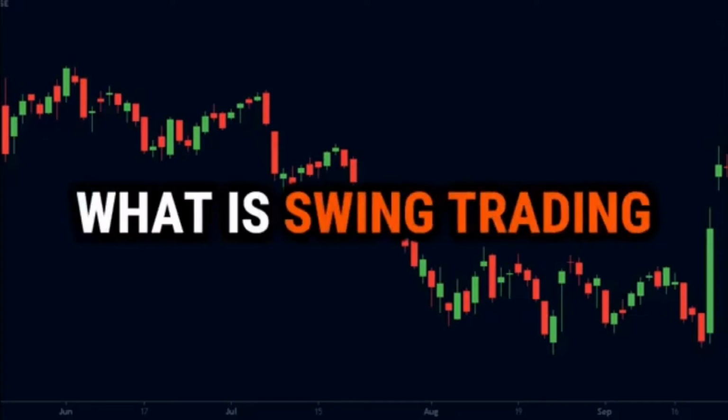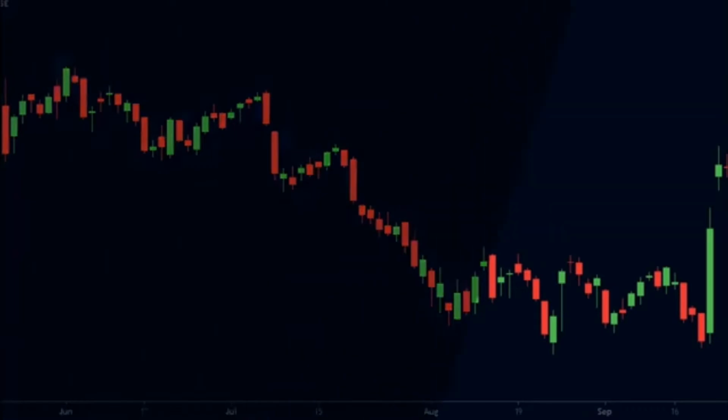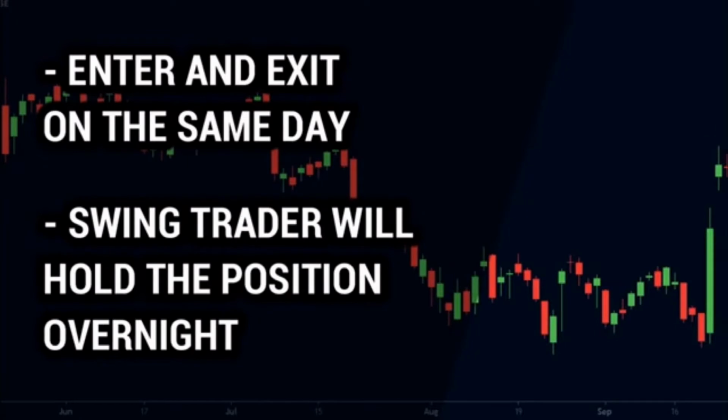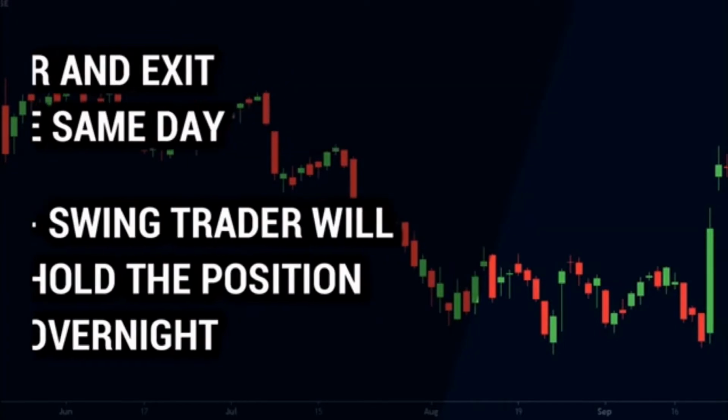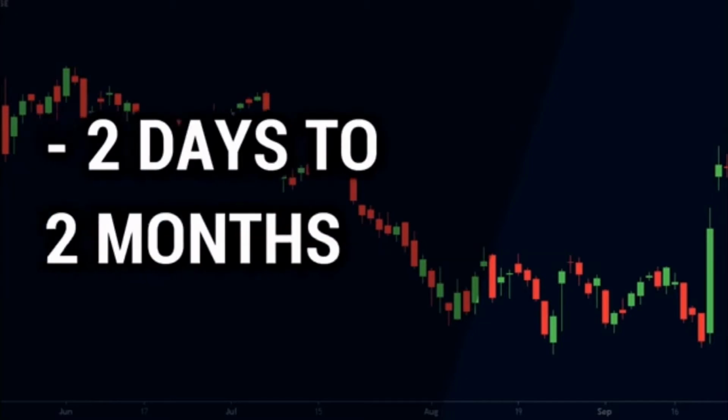First, let us understand what is swing trading. Just like day trading, swing trading is also a style of trading. The difference between a day trader and a swing trader is that a day trader will enter and exit the trade before the close of the market. On the other hand, a swing trader will hold a position overnight. On an average, a swing trade can last from 2 days to 2 months.